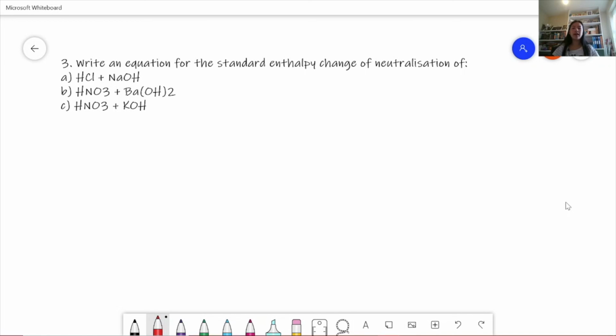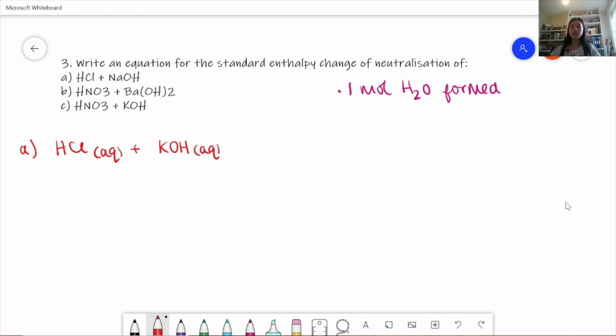For number 3, we're asked to write equations for the standard enthalpy change of neutralisation. And if you remember that the standard enthalpy change of neutralisation means that 1 mole of water is formed, then that should help us. So for A, we're adding hydrochloric acid, which is aqueous, and potassium hydroxide, which is also aqueous. So with these reactions, all of the reactants will always be aqueous because we're mixing an acid and alkali to form the water.